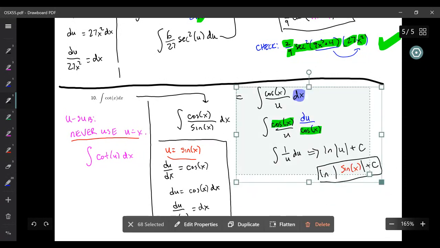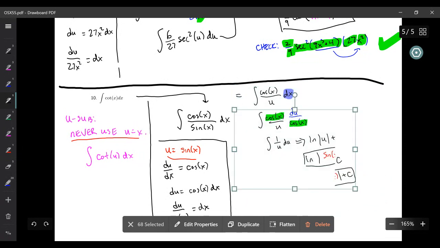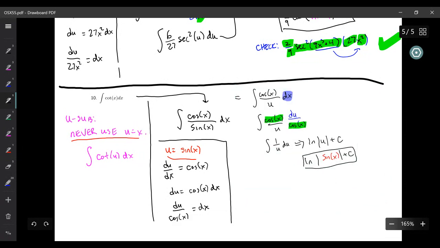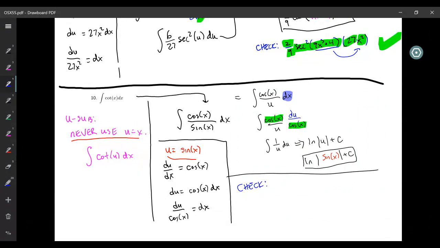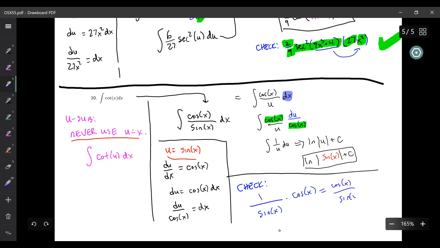I'm going to shrink this down so I can check my work. All right. Checking, I'm just going to ignore that absolute value. ln of something means that you take the derivative of the inside, which is cosine. Right. Take 1 over what's inside, times the derivative of the inside. Right. So you get cosine of x over sine of x, which is equal to cotangent of x, which matches my original problem. So this checks out.